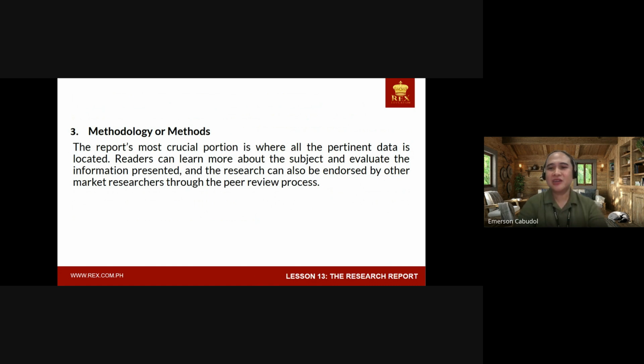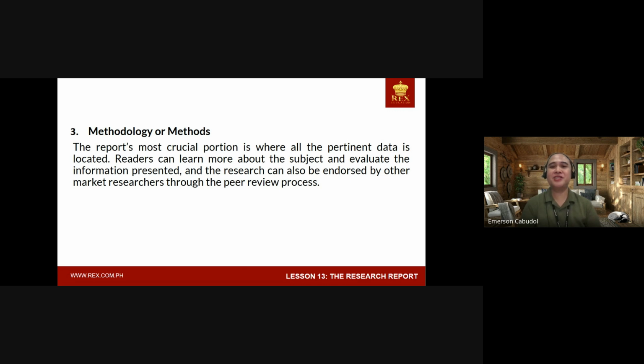Number two, data collection methods. This section specifies the techniques and methods used to collect data. It outlines all the instruments used. For example, if you used questionnaires, and then justify why these methods were chosen based on the research objectives. The next part of the methodology is the sampling procedures.